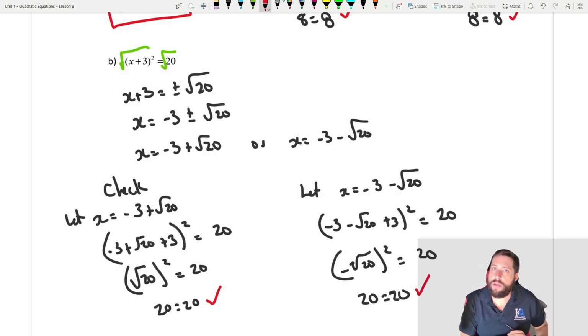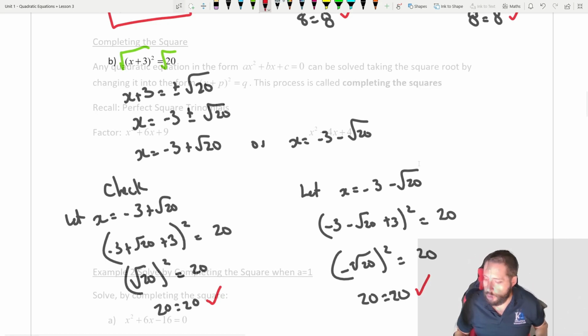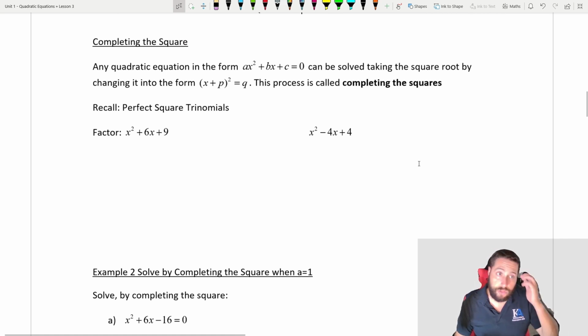Again, it's best to check to make sure that both answers are correct, or both values are correct, with the original equation. Moving on to completing the square.